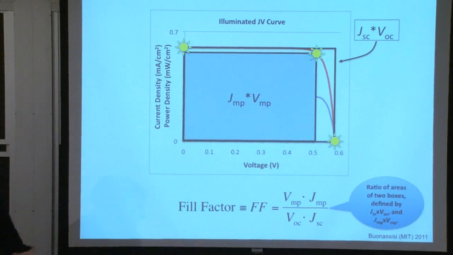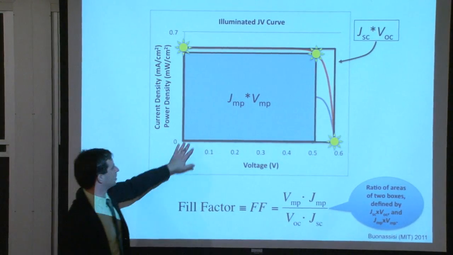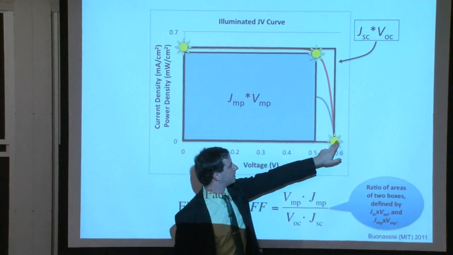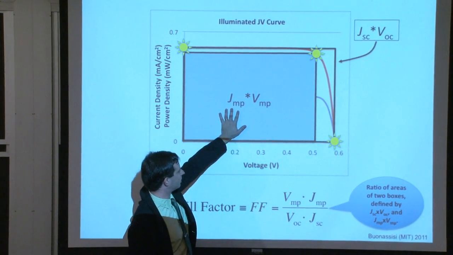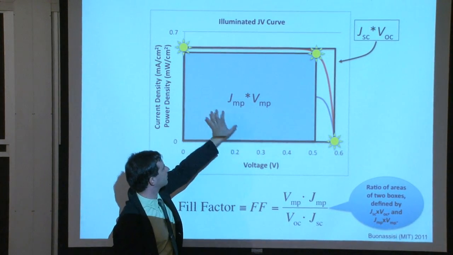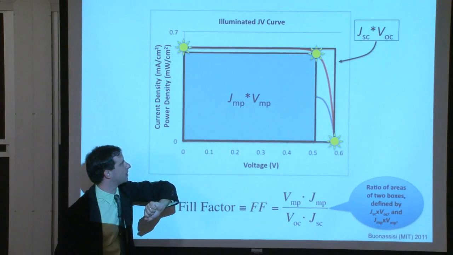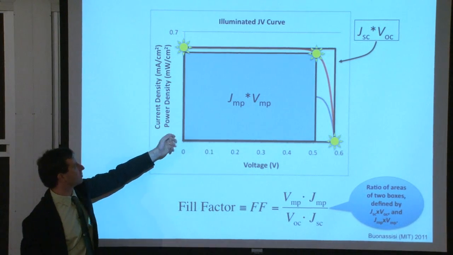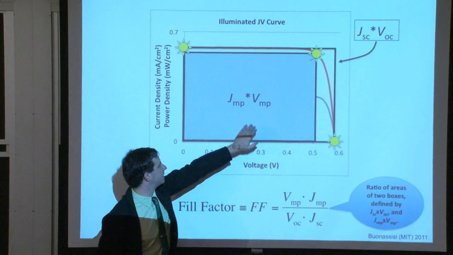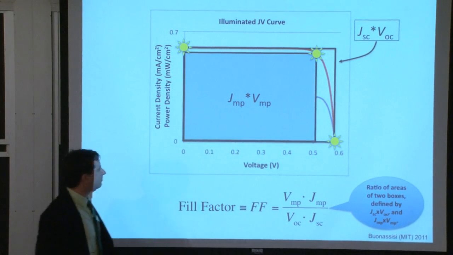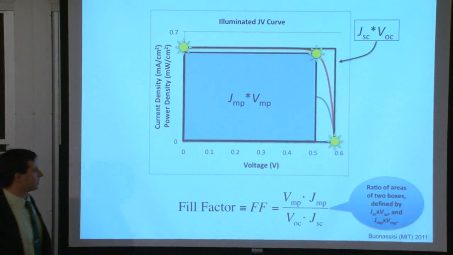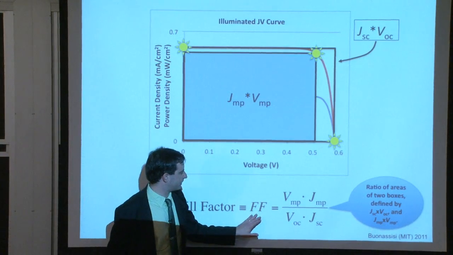In real life, this blue box is smaller than this clear box right over here, and so the Jmp Vmp product is less than the Jsc VOC product. And by consequence as well, the Jmp is less than Jsc, Vmp is less than VOC. So the ratio of the two boxes is defined as the fill factor.